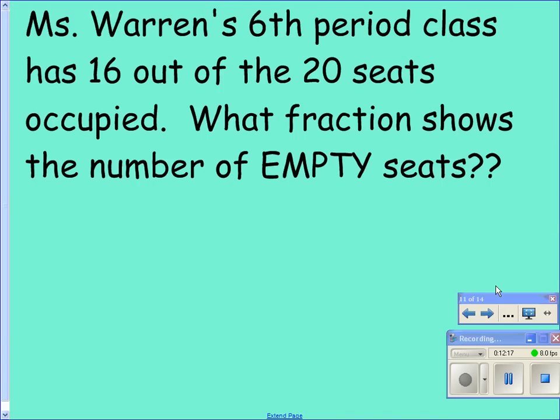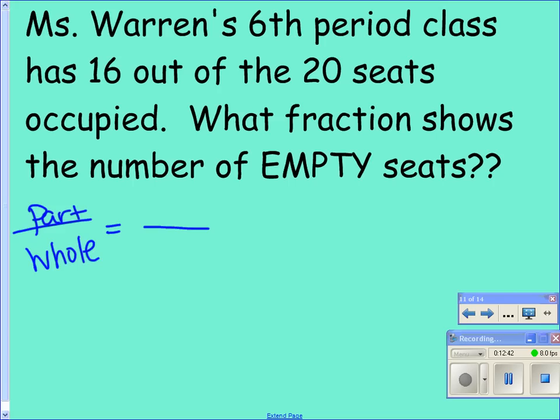This one says, Ms. Warren's 6th period class has 16 out of the 20 seats occupied. What fraction shows the number of empty seats? Okay? So we know that there are 20 total seats. We know that fractions also have part over the whole. So the part is always going to be the numerator, and the whole is always going to be the denominator.